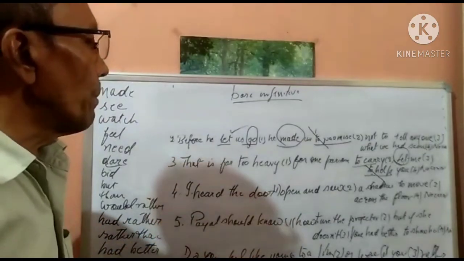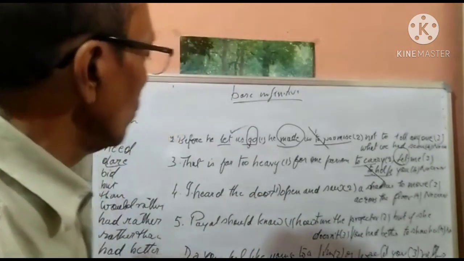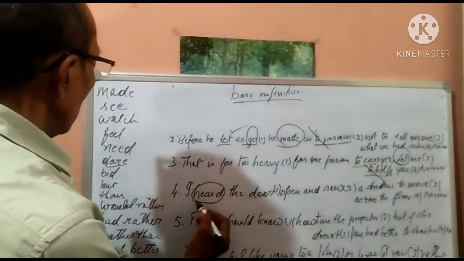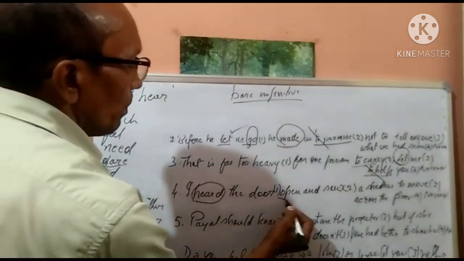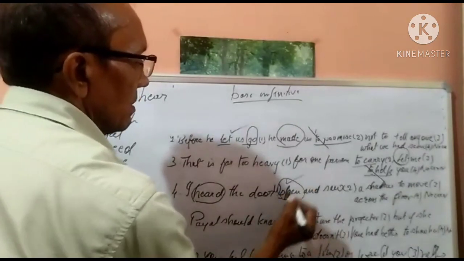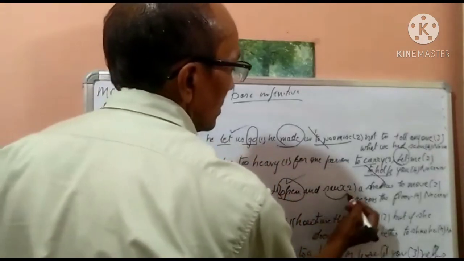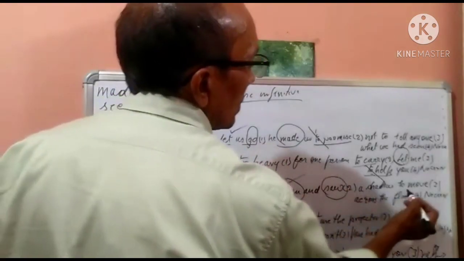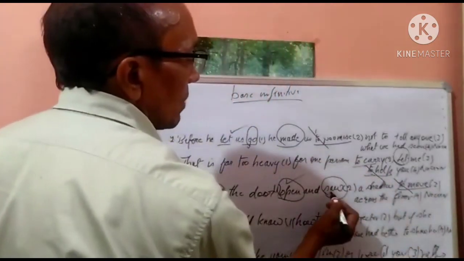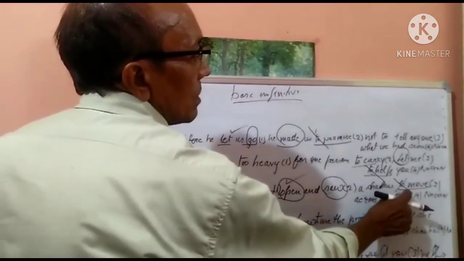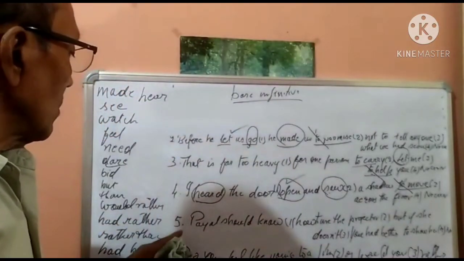I heard the door open and saw a shadow to move. You see, I heard the door open. So this is correct. With heard, we use bare infinitive. And saw, this is another word. With saw, we do not use to infinitive. This is incorrect. When the verb is saw, we use bare infinitive. Move, not to move.